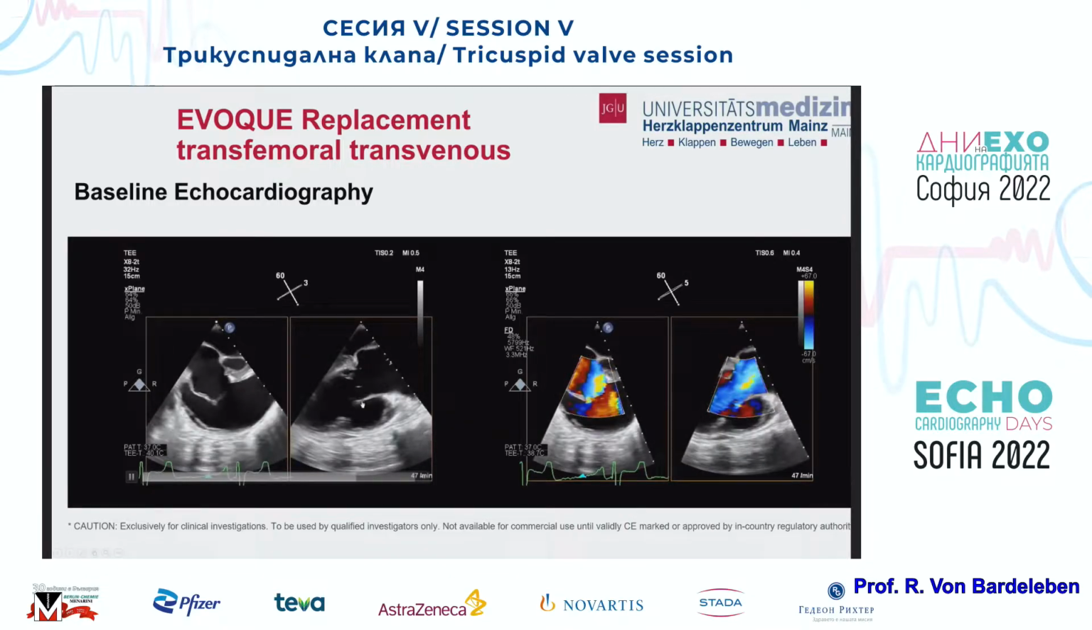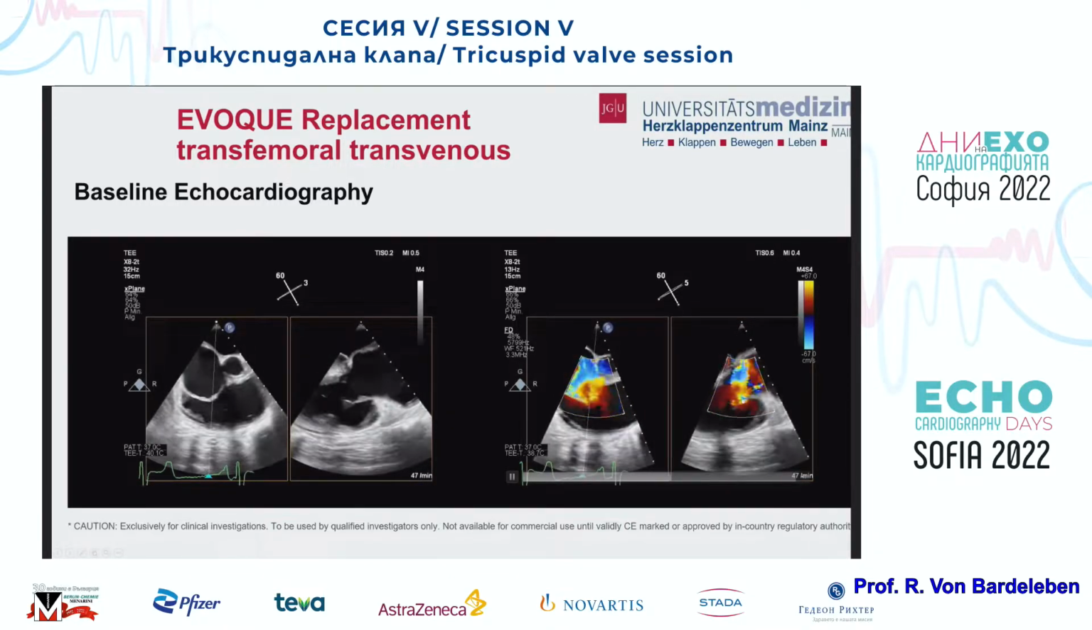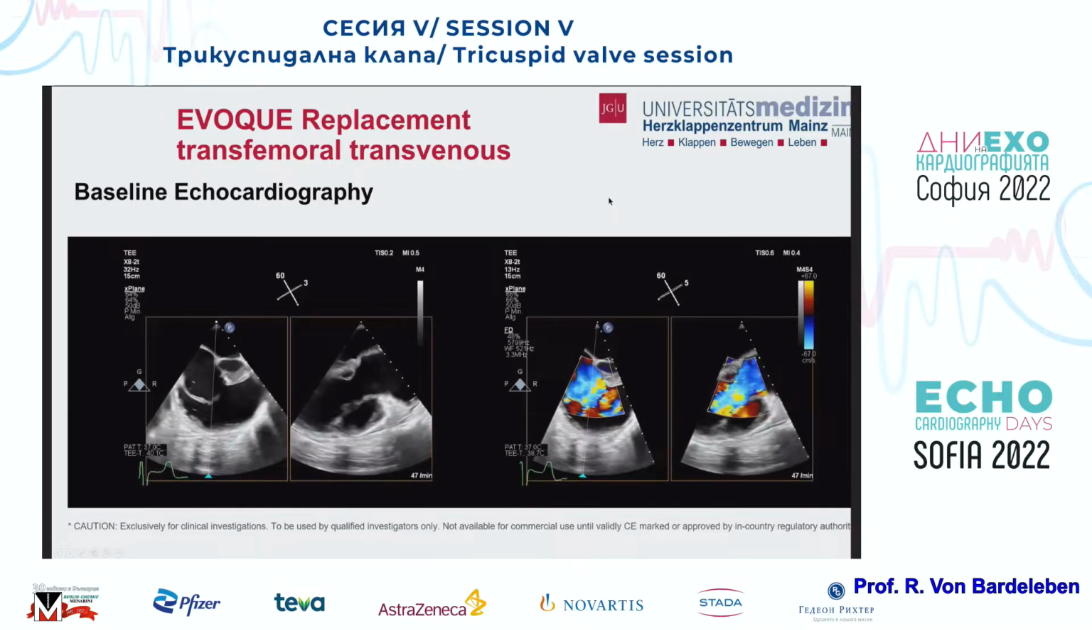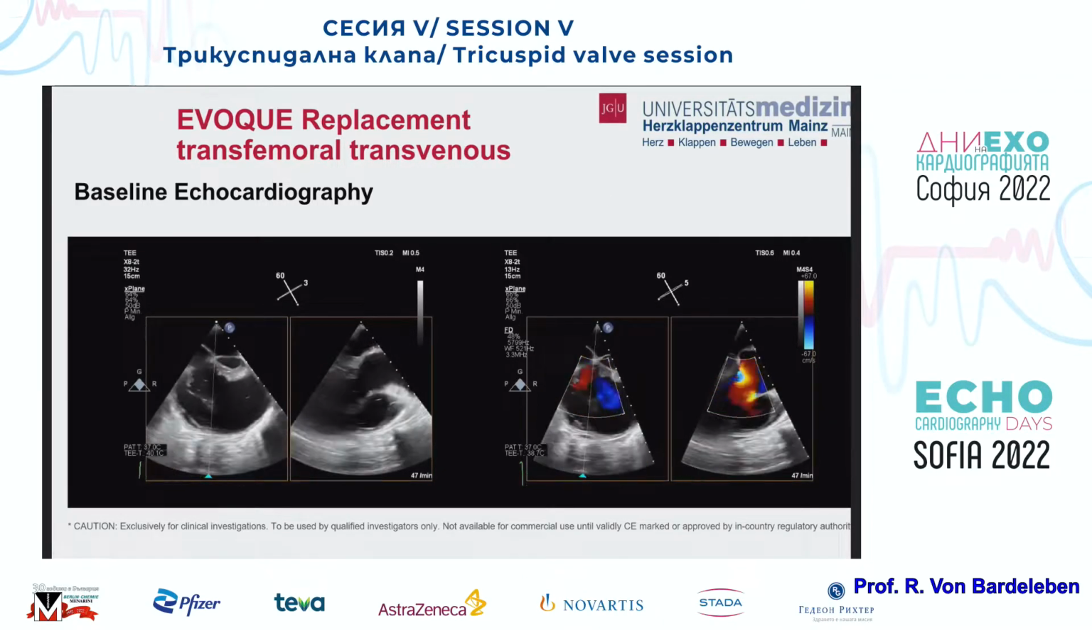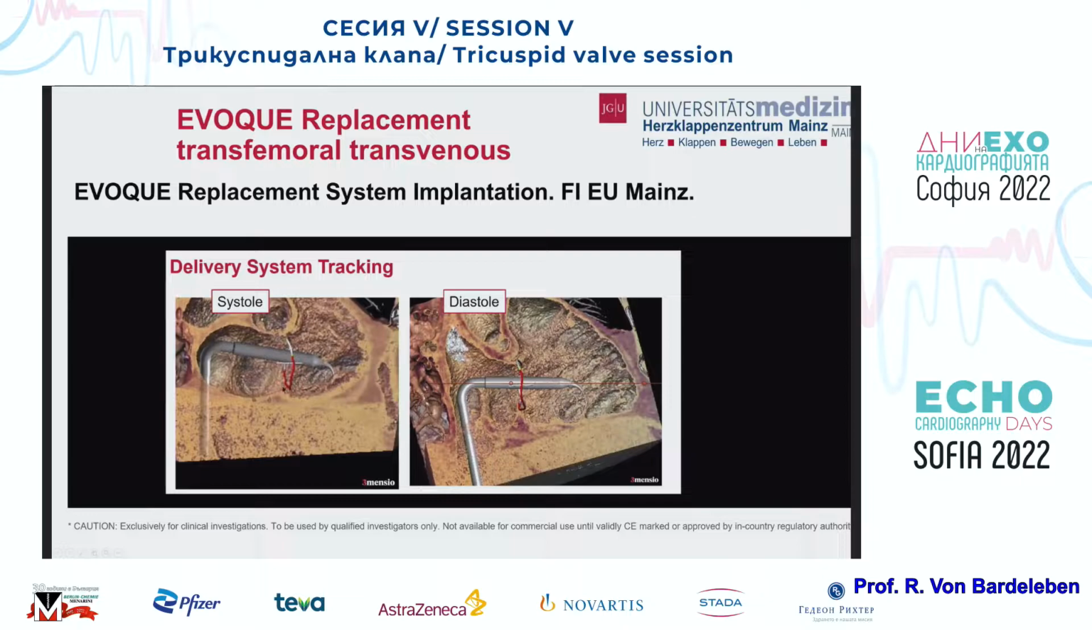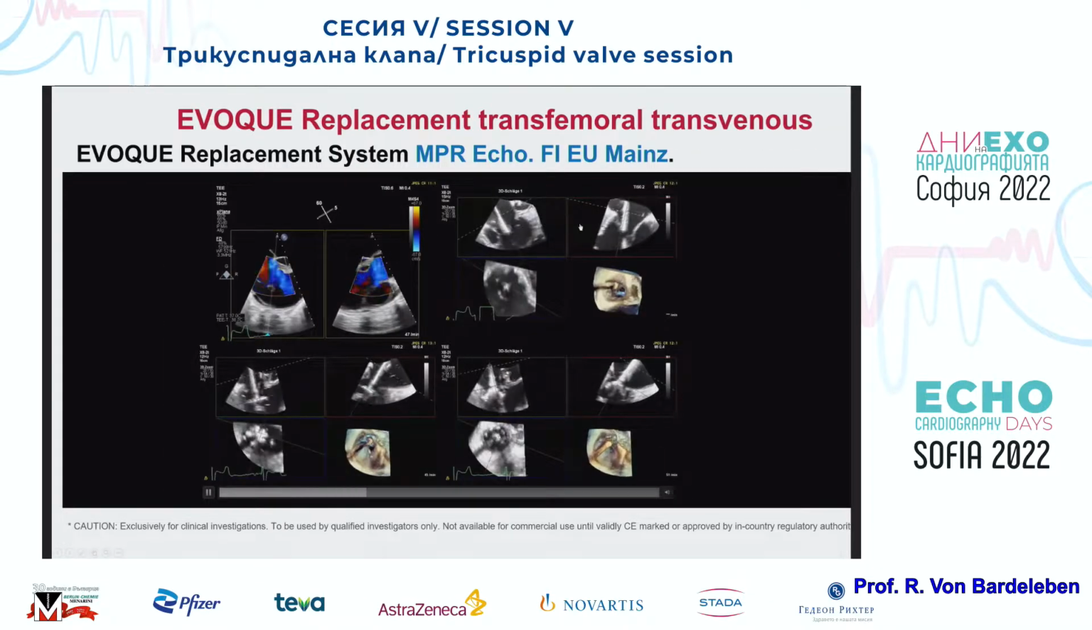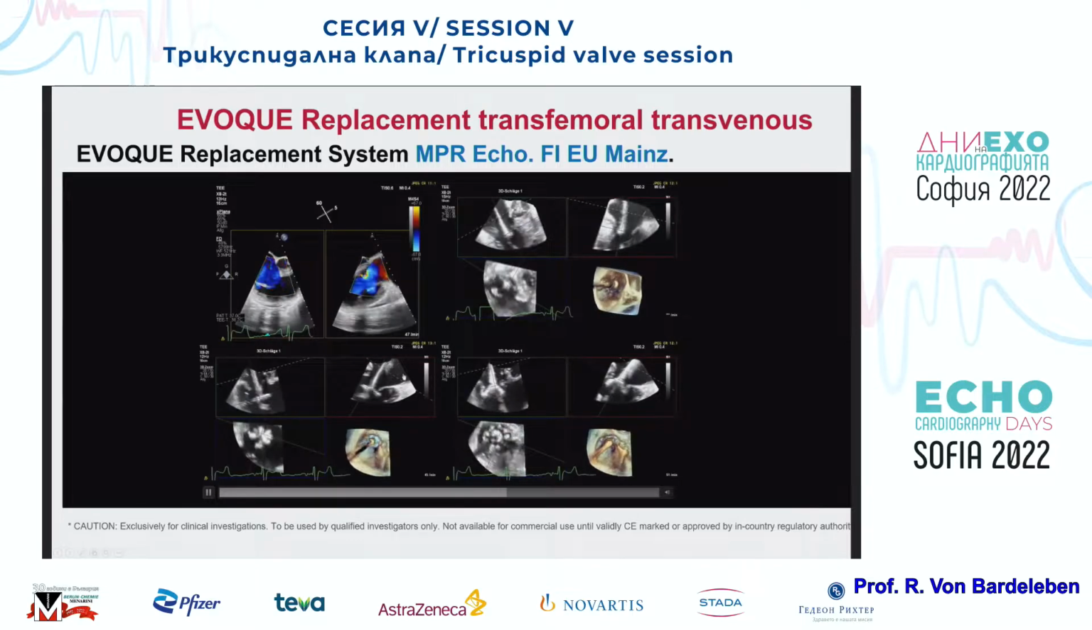You see the valve is open on the left-hand side and you see massive regurgitation. This patient had a 3 to 4 centimeter square open valve. We plan this in CT. We use MPR, as you see, to deploy the valve. Multiplanar reconstruction. It's a CT-like echocardiography in the cath lab.